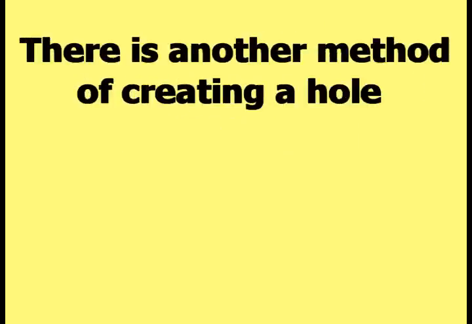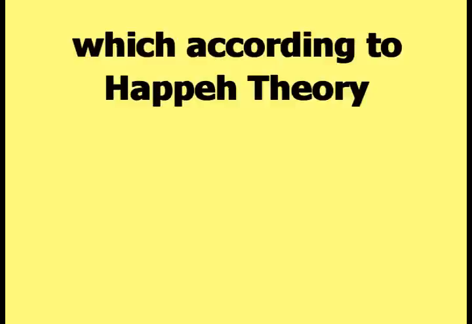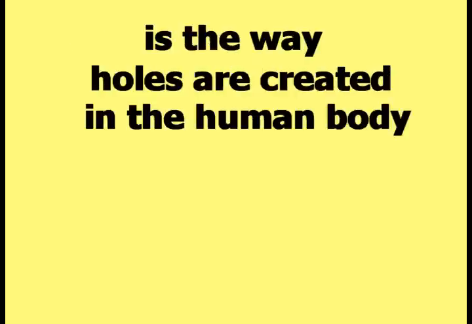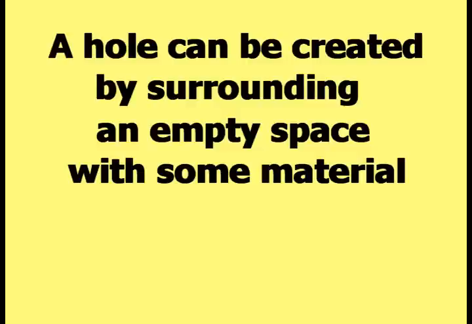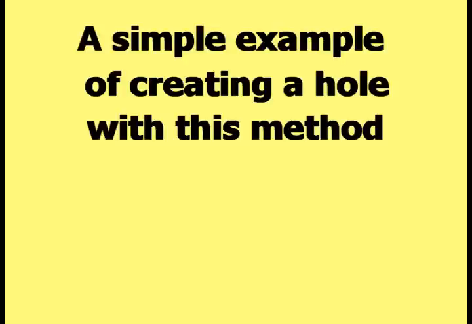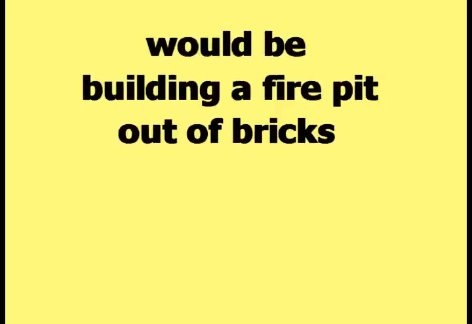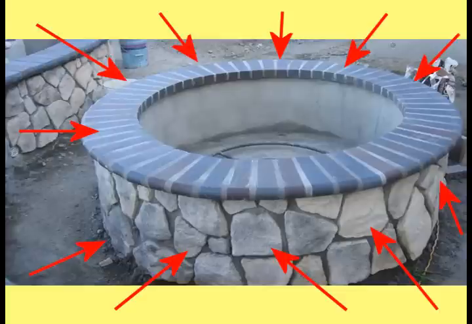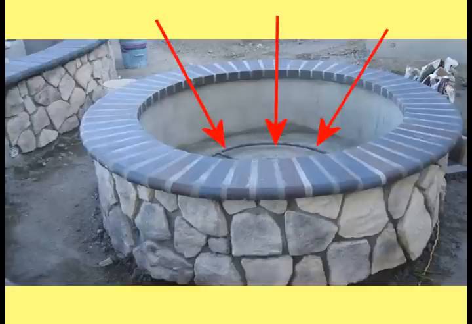There is another method of creating a hole, which according to Happy Theory, is the way holes are created in the human body. A hole can be created by surrounding an empty space with some material. A simple example of creating a hole with this method would be building a fire pit out of bricks. The bricks are stacked up so they surround the empty space where the fire will be. A hole is created in the space between the ground and the bricks.